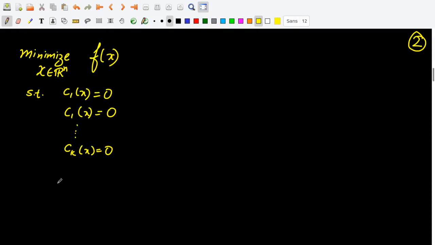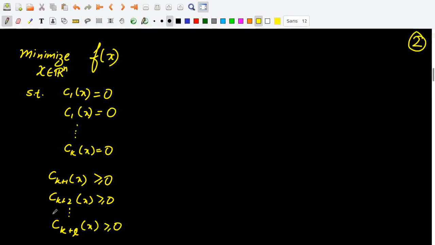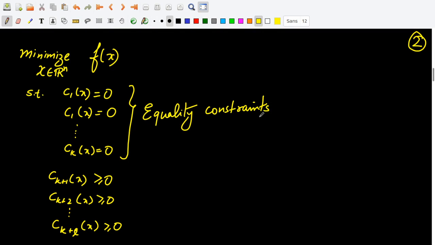and we can also have a few constraints where we don't have an equality relation or an equality constraint, but rather an inequality constraint. I can have a bunch of these. So obviously these are called equality constraints. And the constraints with an inequality sign are obviously called inequality constraints.